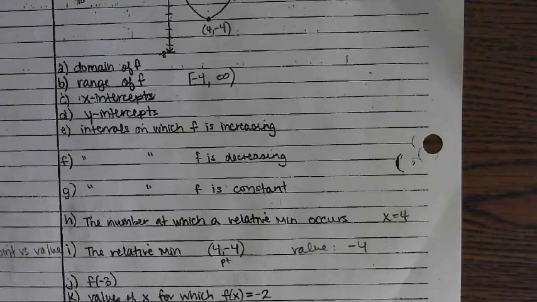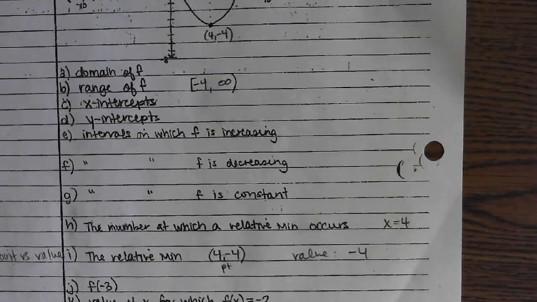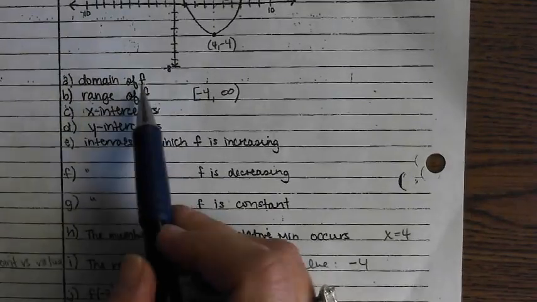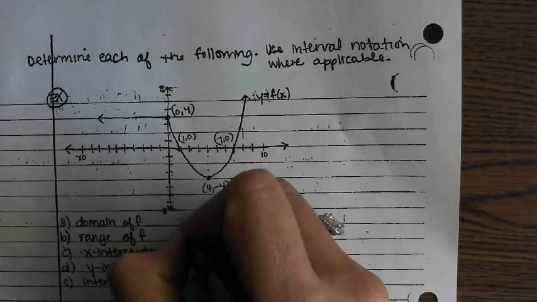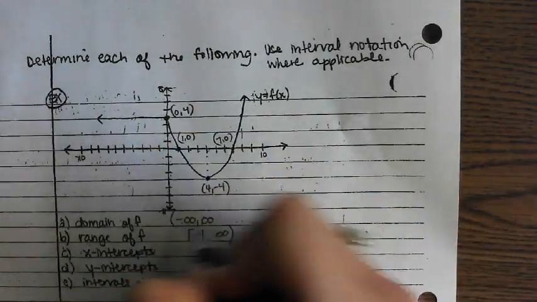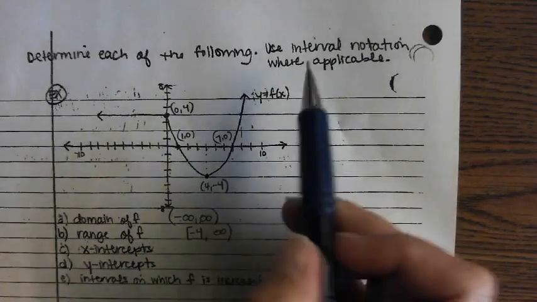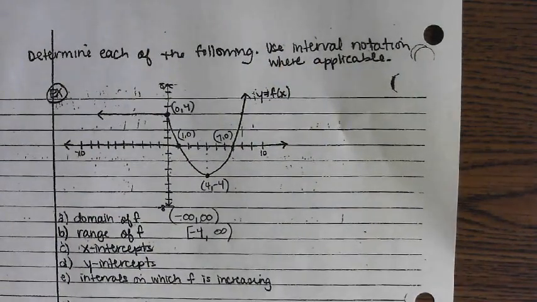Okay. Here we go. Joe, what'd you get for the domain? Negative infinity to infinity, parentheses or brackets. Good. Anybody get anything different? Yeah. Didn't you say all the numbers? You could, but it says use interval notation. So anytime it can be used, use it. But yes.